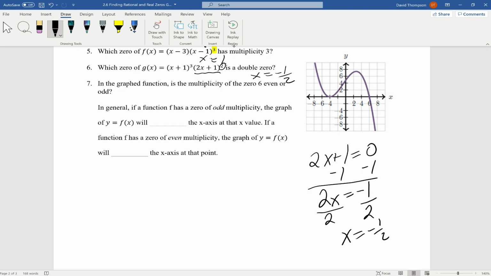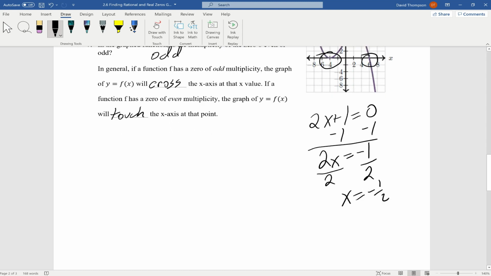And for the graph of the function, is the multiplicity of 6 even or odd? So we're looking at this function here to the right. Since it's going through the axis there, we're going to say it's odd. Now in general, if a function f has a zero of odd multiplicity, the graph of y equals f of x will cross the x-axis, like we see in this function here on the right, at that x value. If a function has a zero of even multiplicity, the graph of y equals f of x will touch the x-axis. For example, at this -4, at that point.